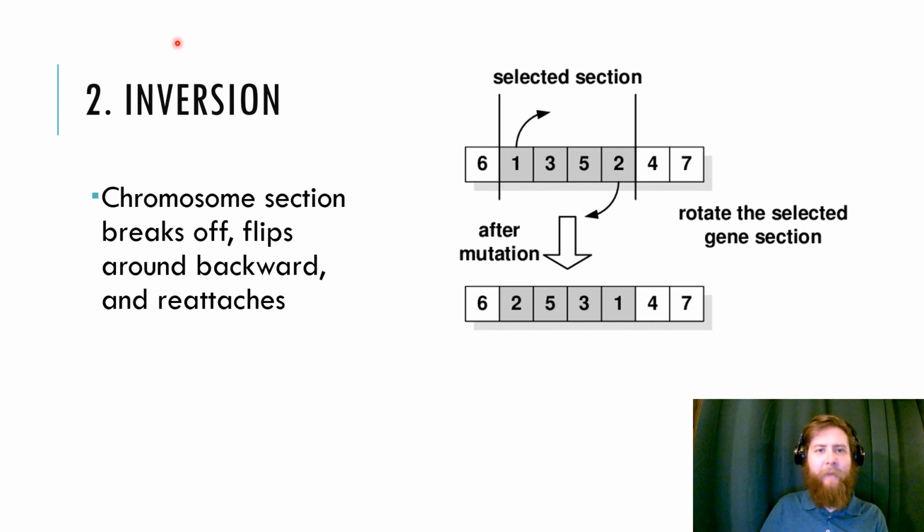The second type is inversion, where the chromosome section breaks off, flips around backwards, and reattaches. So this one was reading this way, and now all of a sudden it's reading backwards. This will also change how this chromosome is read, because now when the amino acids come through and make the proteins, they will be different. Instead of being 1, 3, 5, 2, now they're 2, 5, 3, 1. And that could change the protein structure and therefore change its function.